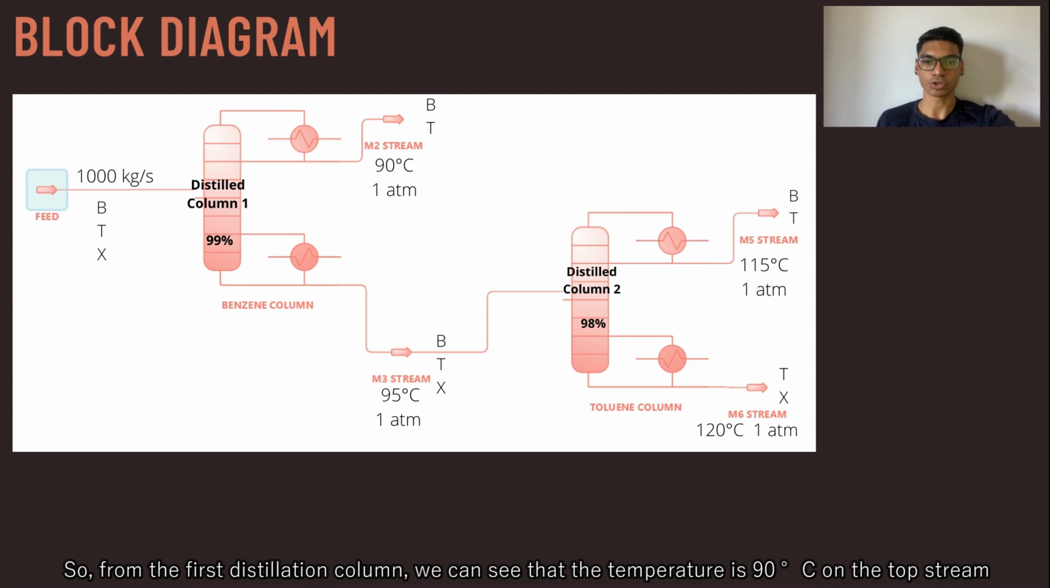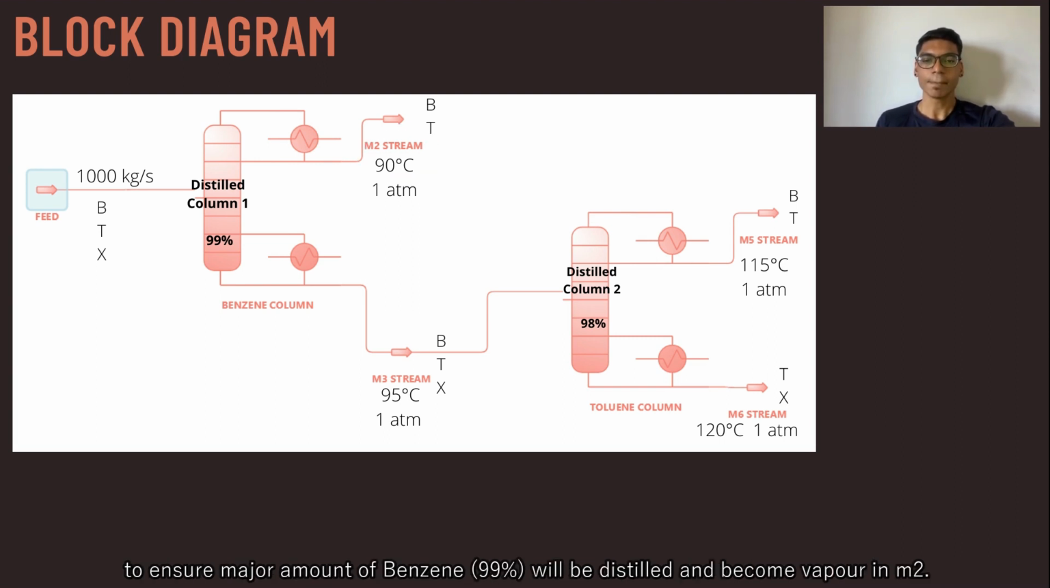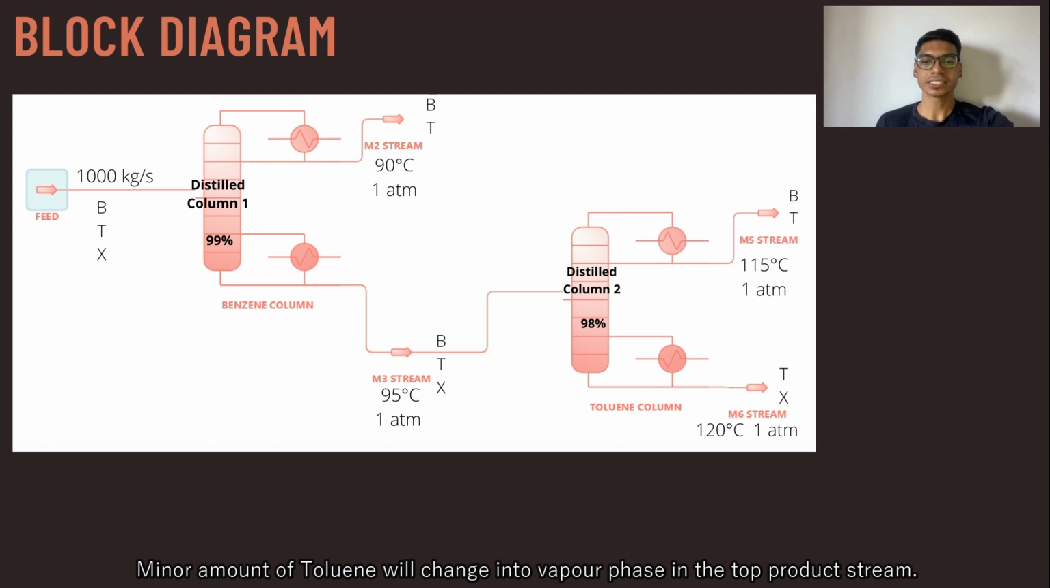So from the first distillation column, we can see that the temperature is 90 degrees Celsius on the top stream to ensure a major amount of benzene, 99%, will be distilled and become vapor in M2. A minor amount of toluene will change into vapor phase in the top product stream.